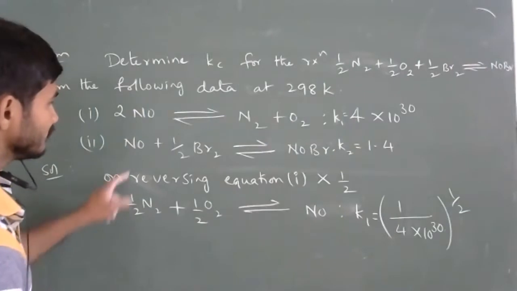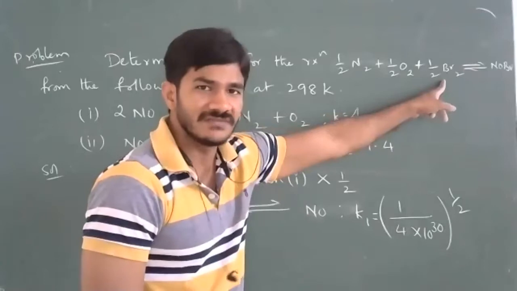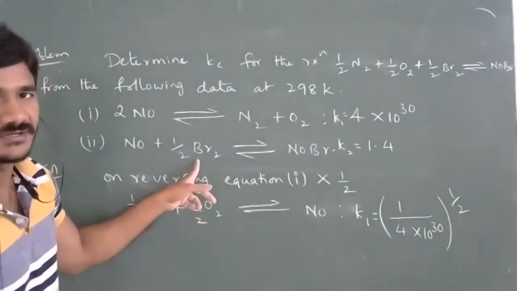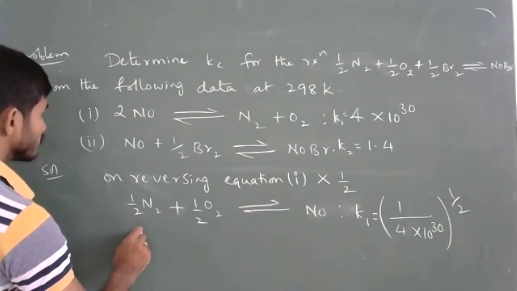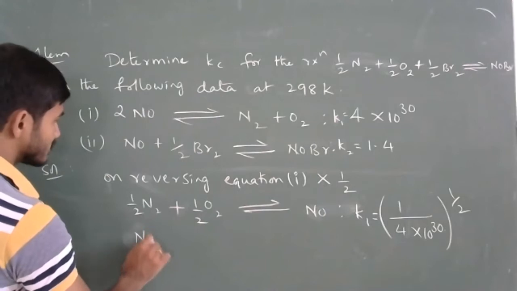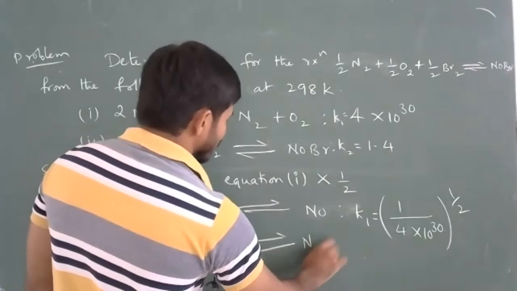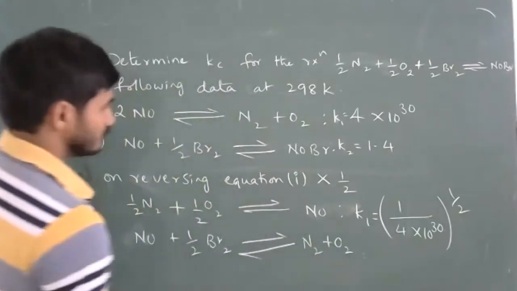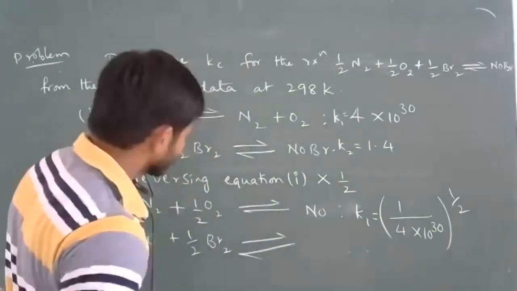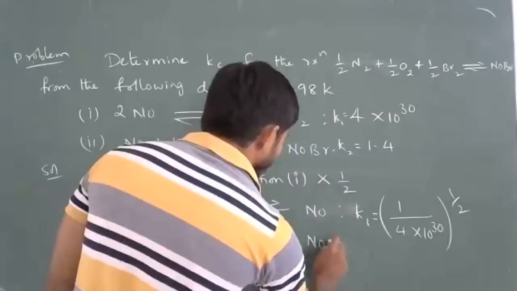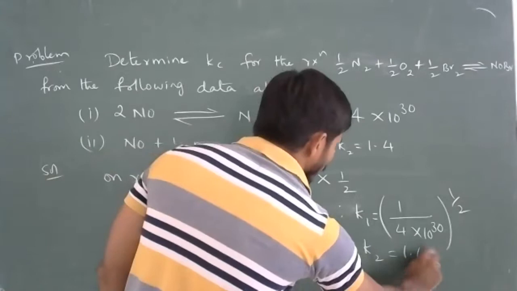And the second equation, write as it is. Don't make any changes, because I need half Br2 on the reactant side, and here also I have half Br2. So write the second equation as it is: NO plus half Br2 gives rise to NOBr. This K2 is 1.4.